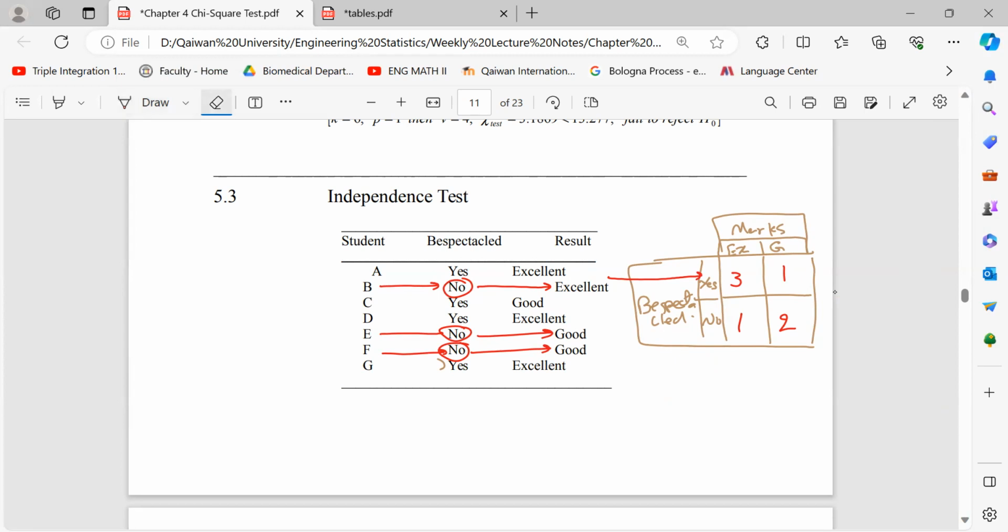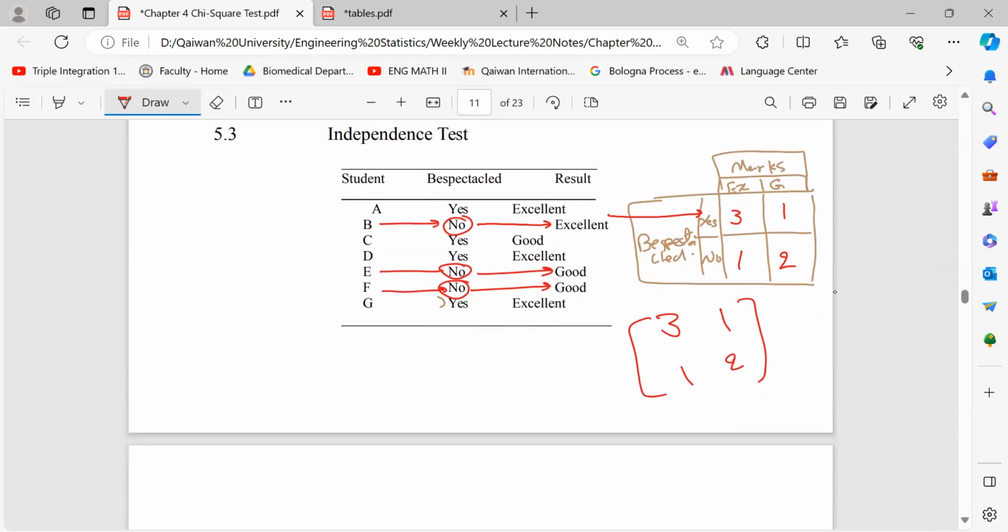Okay, here, as you see, we have these 4 numbers: 3, 1, 1, 2. We write this down in a matrix. This is for yourselves. You don't have to write down that matrix in the solution. Even if you use this matrix, clean it.